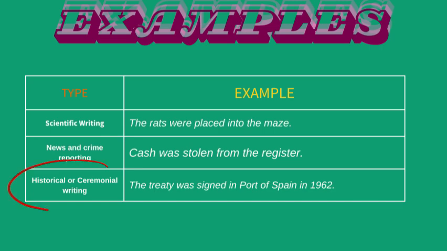Another type of writing in which the passive voice is used is historical or ceremonial writing. This type of writing usually focuses on events rather than the participants. So you would see the treaty was signed in Port of Spain in 1962. The focus was not on the subject or the persons signing the treaty. So in this case, the sentence emphasizes the events without naming the persons involved. And this may be either implied or just unnecessary for the context.